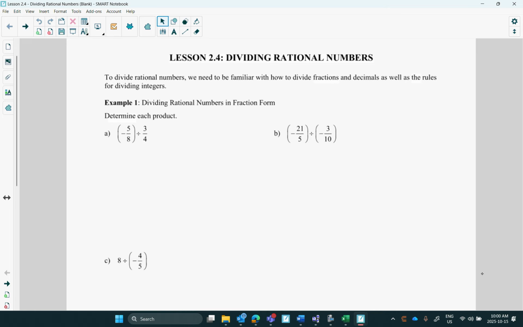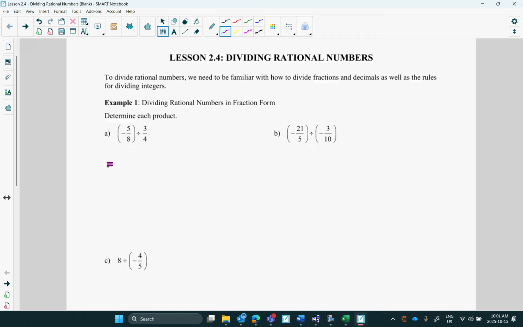Okay, so for dividing, you guys are already familiar with how to divide fractions. The only extra thing here is making sure that you have the correct sign in your answer, positive or negative. So, what's the extra step in dividing? We change it to a multiplication question, right? By multiplying by the reciprocal, or the flip, of the second fraction.